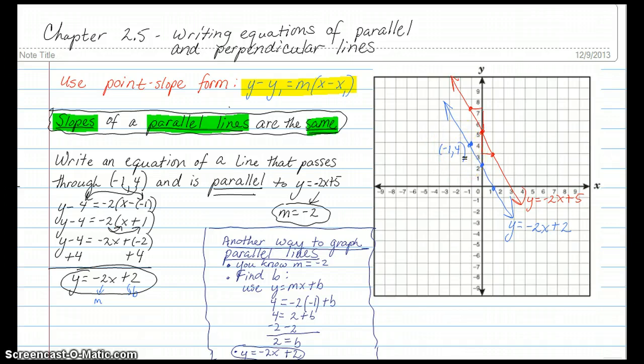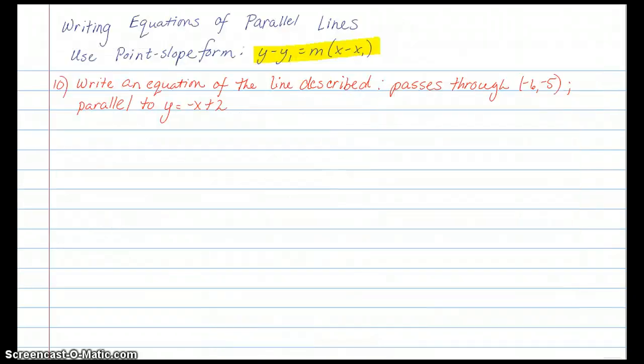It has to be on the graph or you made a mistake. So that's a quick check to make sure that you got it right. It has to lie on the line. Okay, now on to that next problem.